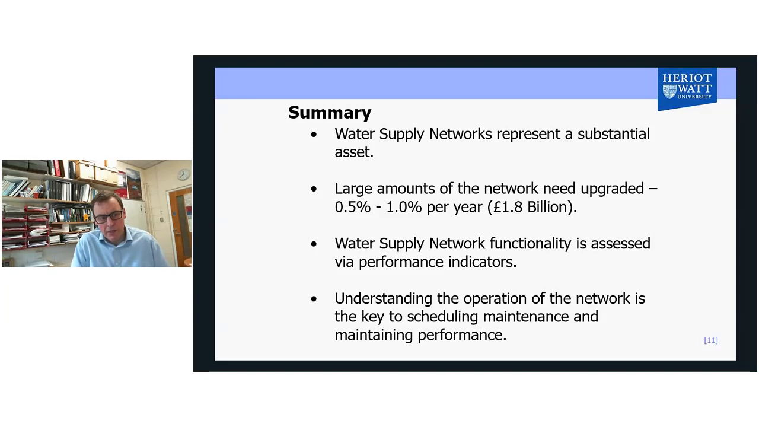So water supply networks represent a substantial asset. Large amounts of the network are upgraded per year, but still a relatively small percentage, 1% or so. We can assess performance using performance indicators, and understanding the operation of the network is key to scheduling maintenance.